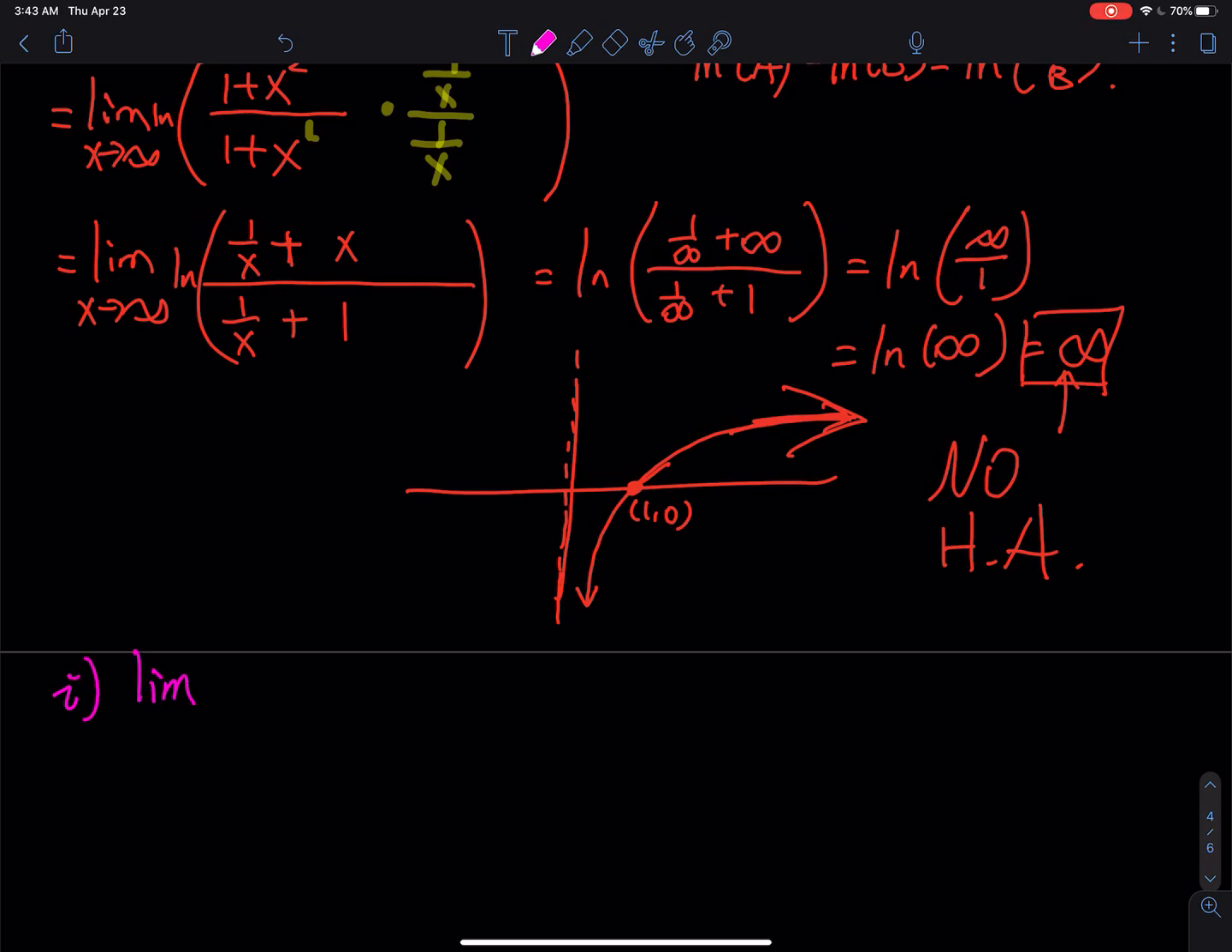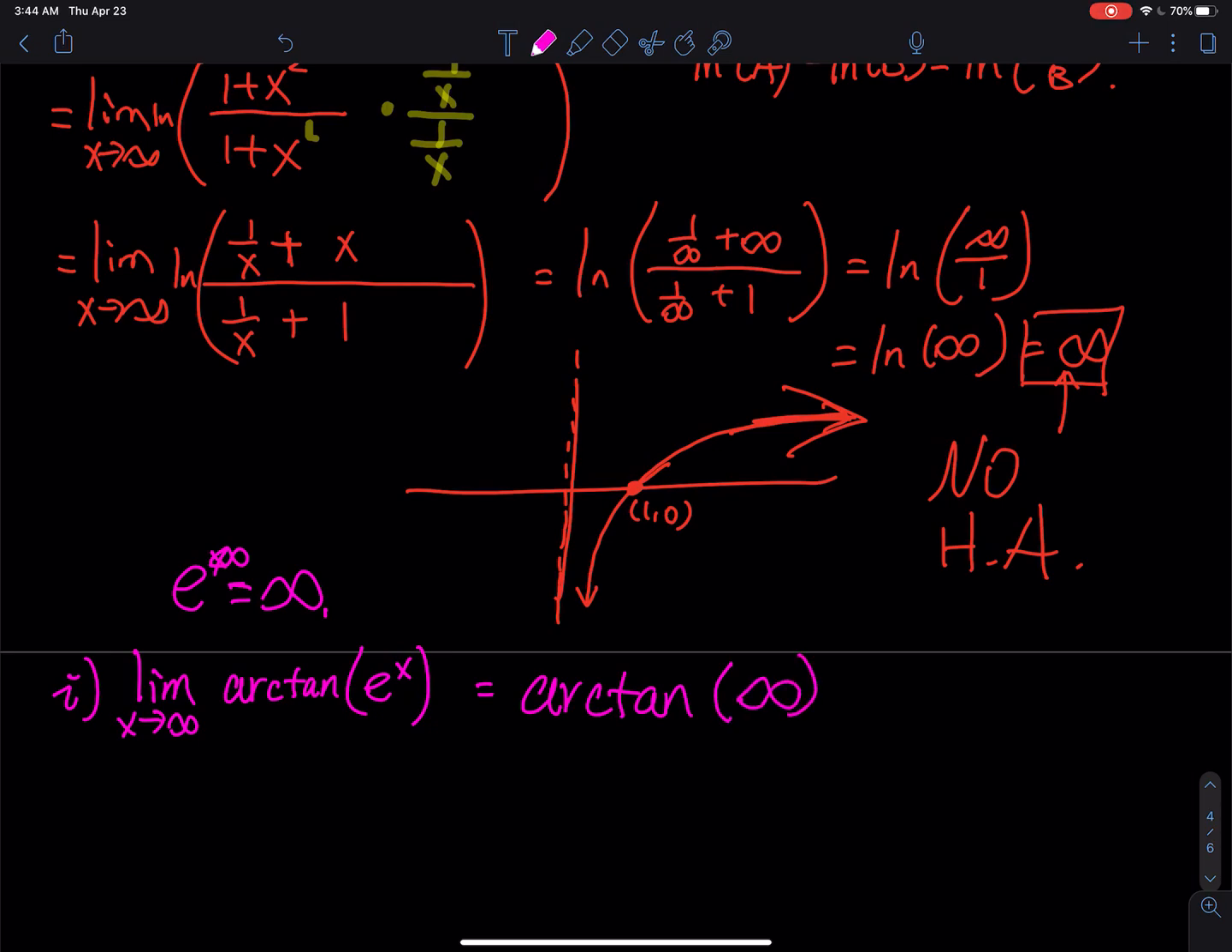So we have limit as x approaches infinity of arctangent of e to the x. First of all, e to the x, we have the graph, right? So e to the infinity is just infinity. So that means, oh, actually we don't need the limit anymore. Let's erase the limit. So we plug in infinity. It is okay to just plug it in. So we have arctangent of infinity, because e to the infinity is infinity.